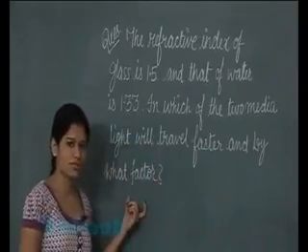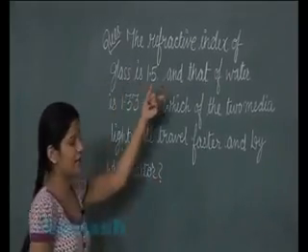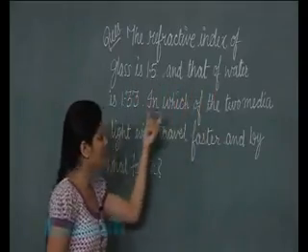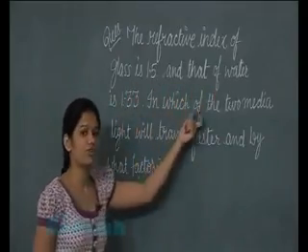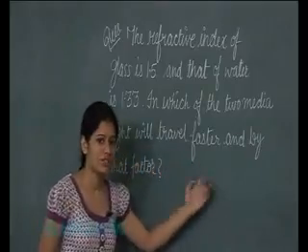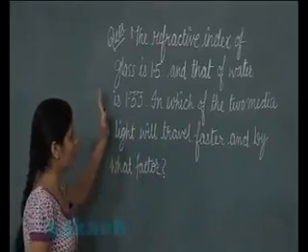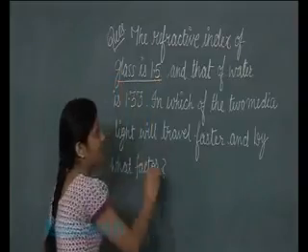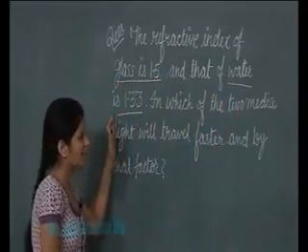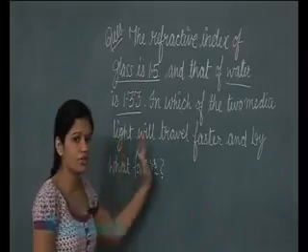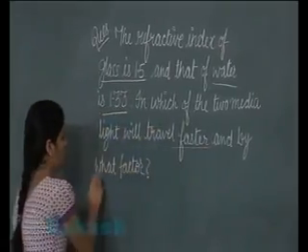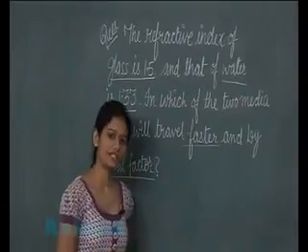So student, what's the question? The refractive index of glass is 1.5 and that of water is 1.33. In which of the two media will light travel faster and by what factor? So student, in the question, the refractive index of glass and water is given to us and we have to find out in which of the two media light will travel faster and by what factor. So student, let's solve this question.